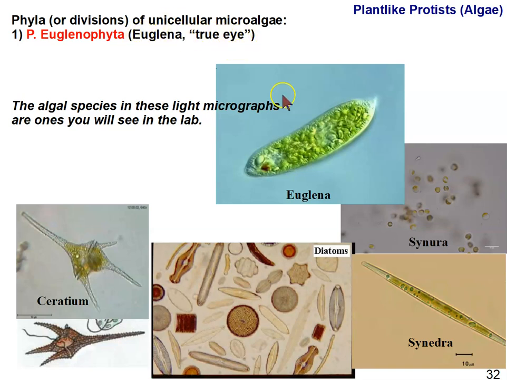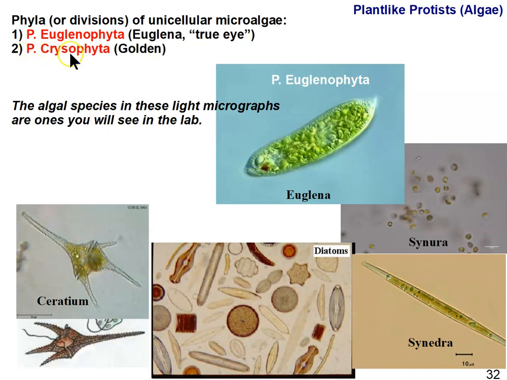So when you look at these guys under the microscope, this is Euglena. You can see a spot here, and that's what they consider to be an eye. But it's an eye spot. It's not a true eye. So even though their name is true eye, that eye spot is not really a true eye. But this is Euglena, phylum Euglenophyta.